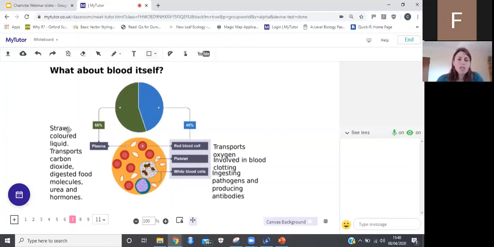But then 45% of the blood is made up of red blood cells, platelets, and white blood cells. Red blood cells transport oxygen, platelets are involved in blood clotting, and white blood cells are involved in ingesting pathogens and producing antibodies as part of our immune system. We're going to talk more about each of those 3 parts of the blood now.